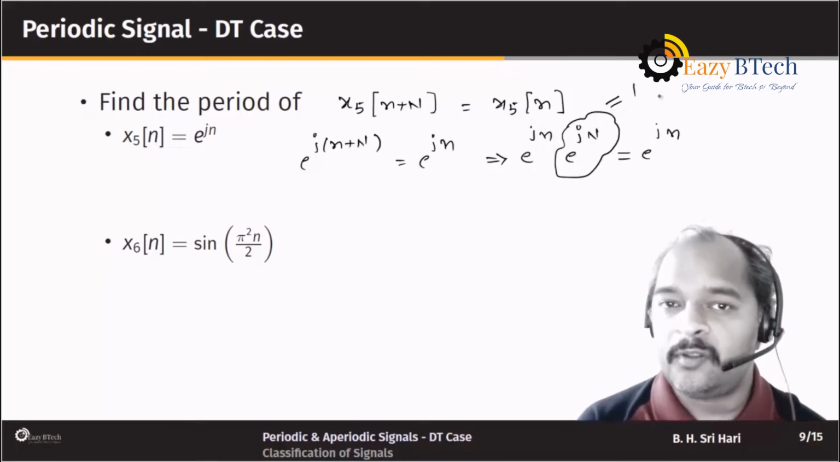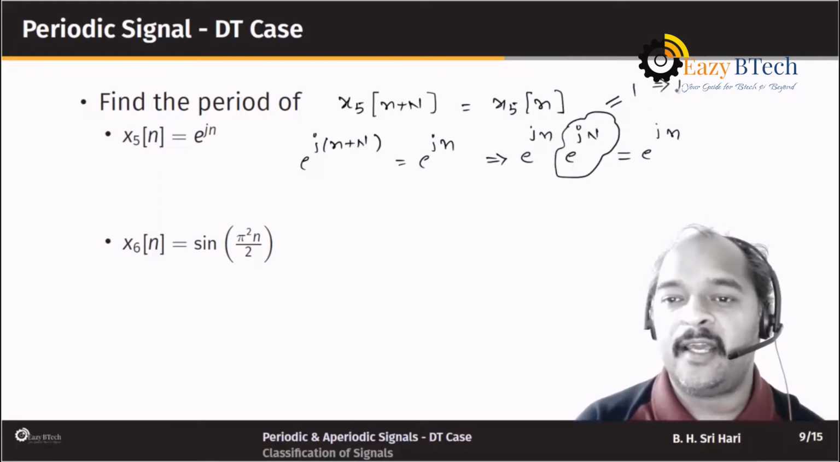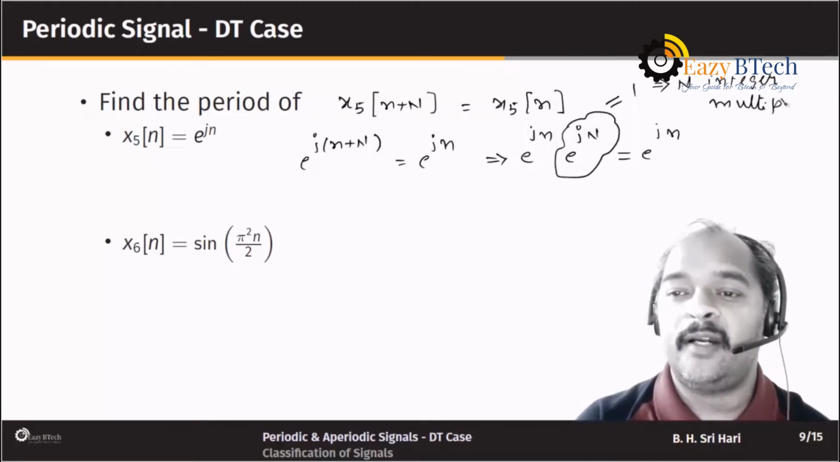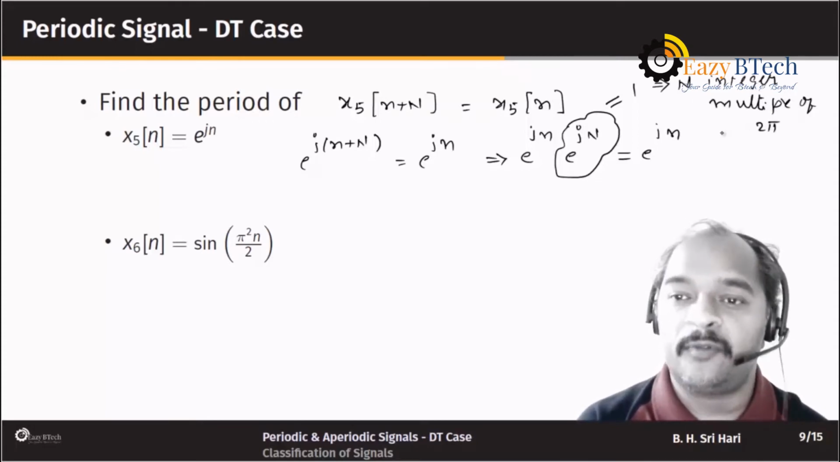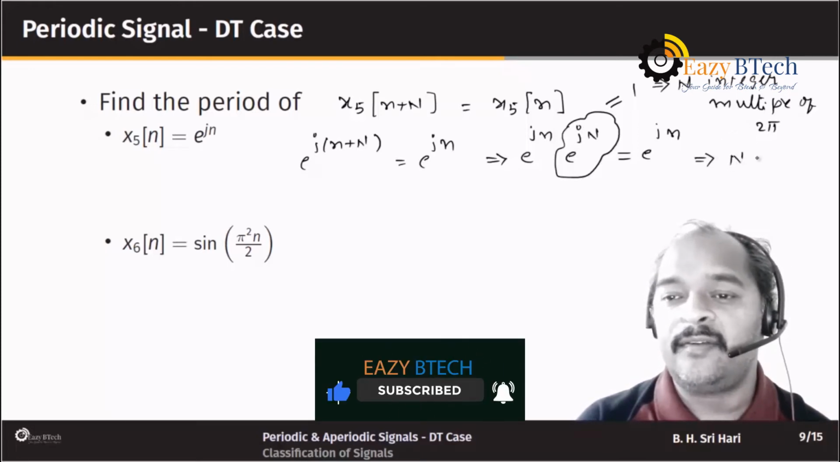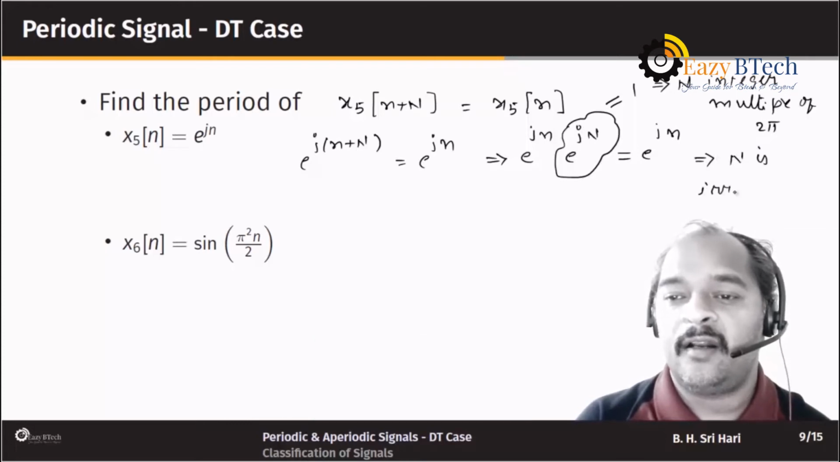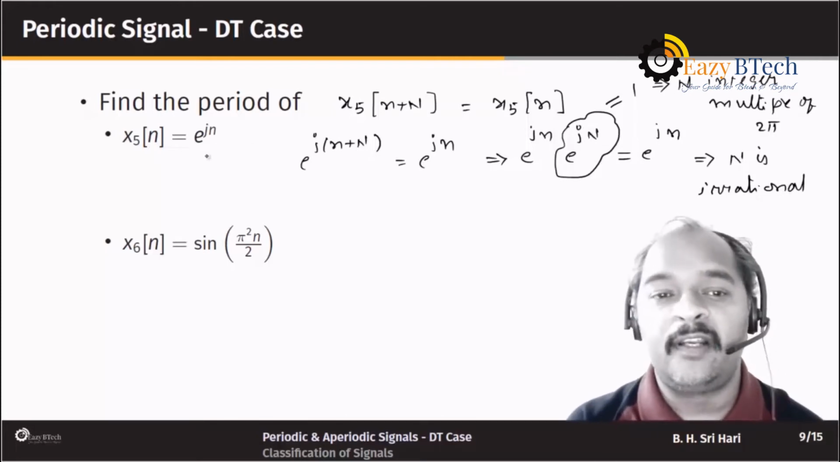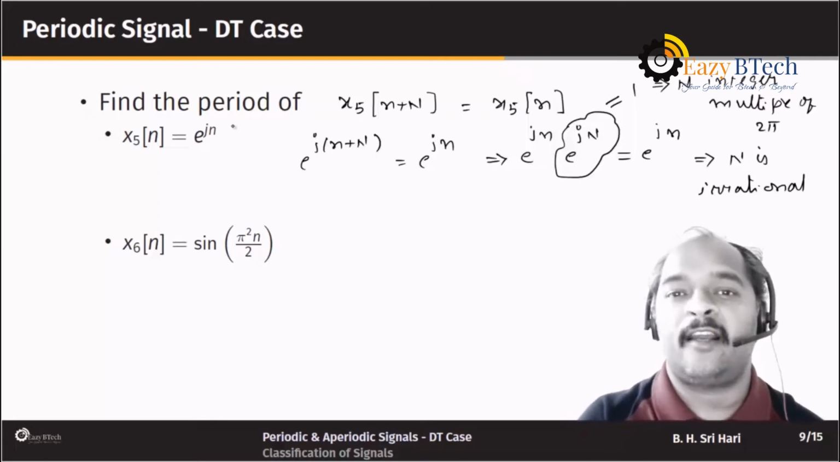If we want that to be equal to 1, we need capital N to be an integer multiple of 2 pi. So capital N should be an integer multiple of 2 pi, and definitely that is an irrational number. So this implies N is irrational. Because it is an irrational number, it cannot be an integer, and hence we say that the given signal x5 of n equal to e power jn cannot be periodic.